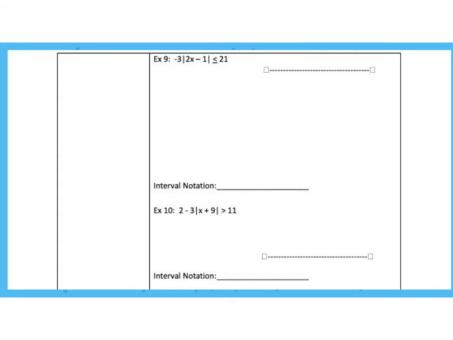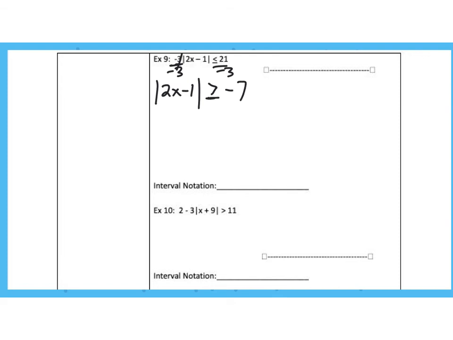Example 9. Is my absolute value isolated? No, it is not. Okay, we still have a negative 3 out front. So just like if I had negative 3x is less than or equal to 21, to move that negative 3 over, I would need to divide by negative 3. So I'm going to do that exact same thing. Divide by negative 3 on both sides. When I do that, these cancel and I'm left with my absolute value. When I divide by a negative though, what happens? We've got to flip that sign. Why did my pen change? There we go.